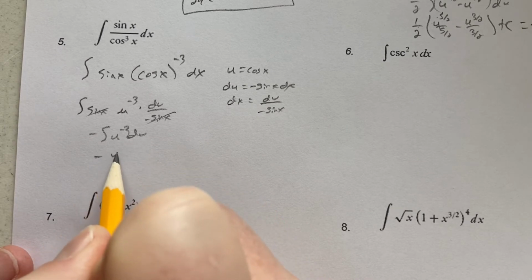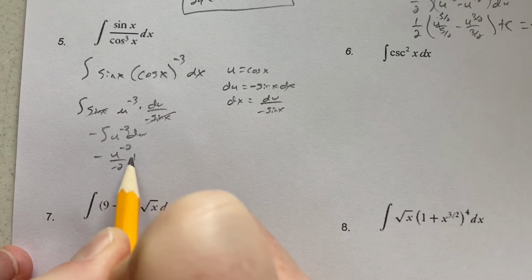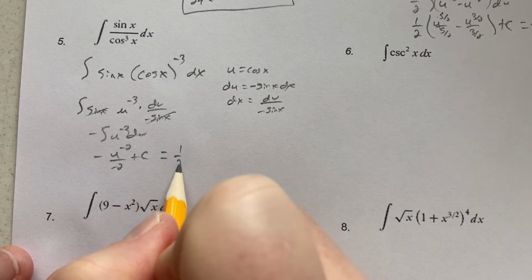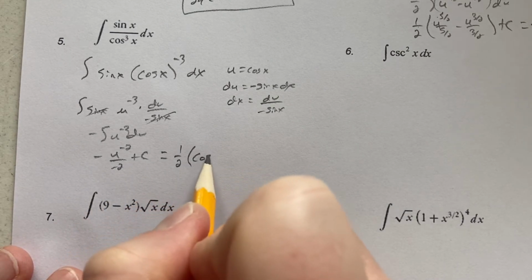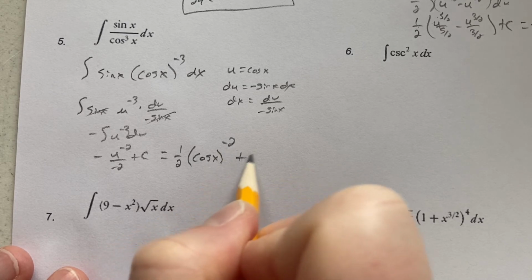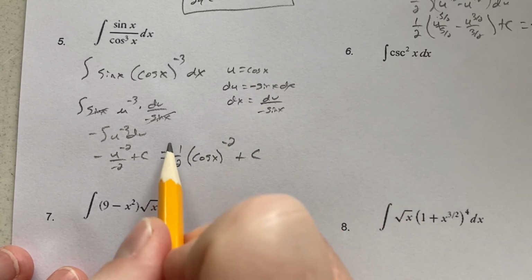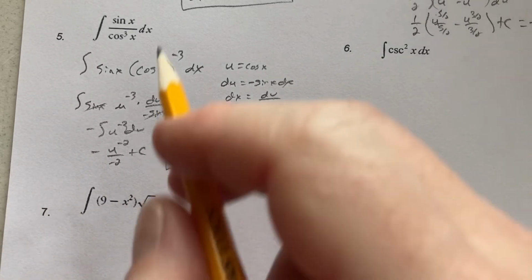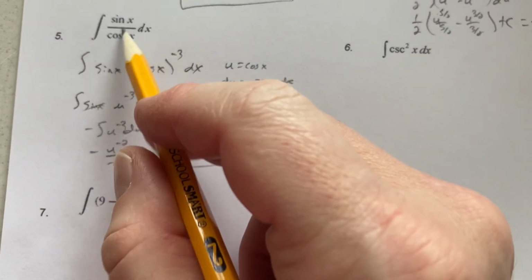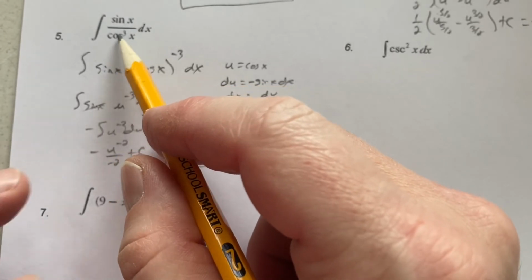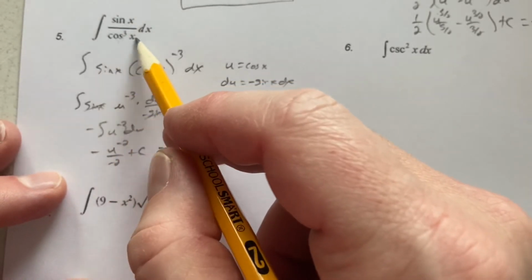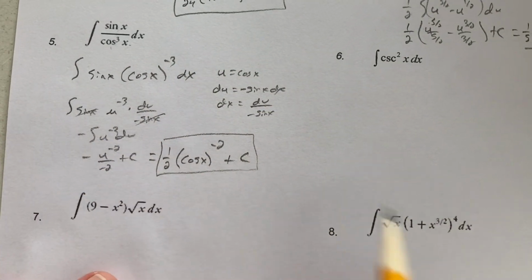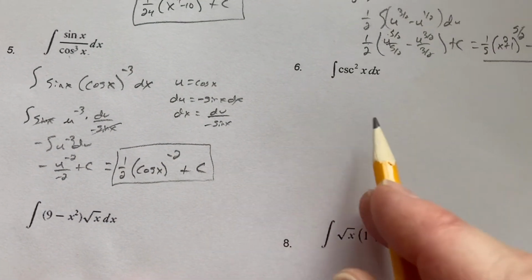And this is going to go to u to the -2 over -2 plus c. So this becomes a positive 1/2 times cosine x to the -2 plus c. Put that back in for u. And there's our answer. There are other ways to do it where you could split that, bring a cosine under the sine, make that a tangent, times a secant squared and go that way. But again, this is what I think is kind of the easiest to understand.